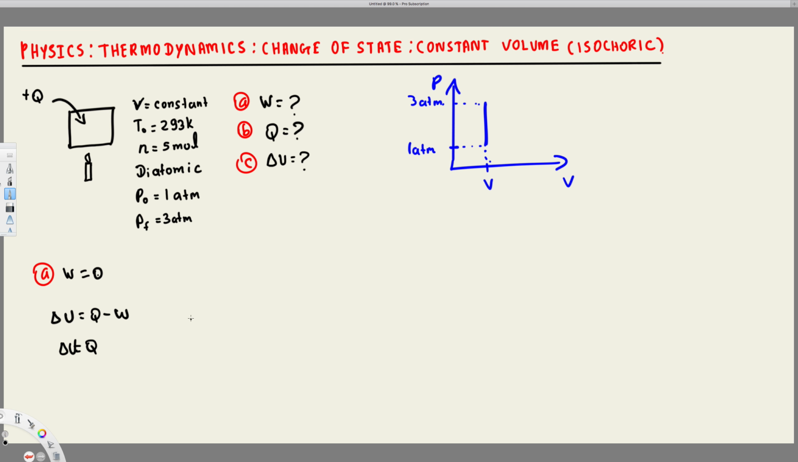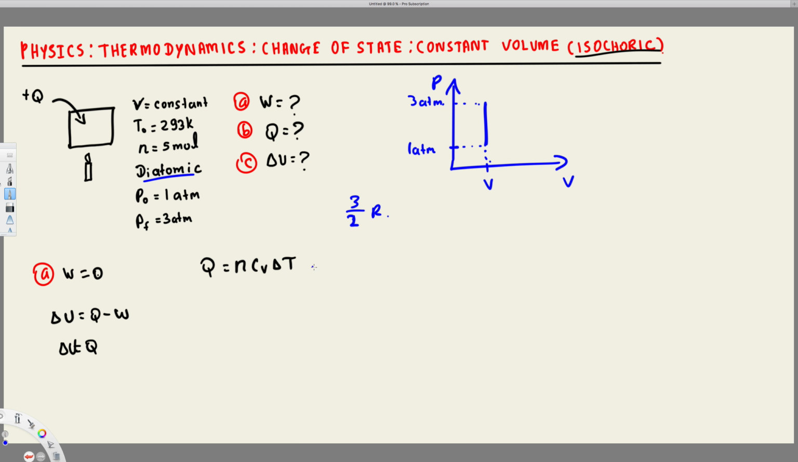And since this is a constant volume, isochoric process, Q is going to be equal to nCv delta T. If it's an isobaric process, for example, if the pressure is constant, we use nCp delta T. And they are saying this is a diatomic gas, right? For a diatomic gas, Cv is going to be equal to 3/2 R. So let's plug these values and see what we get.